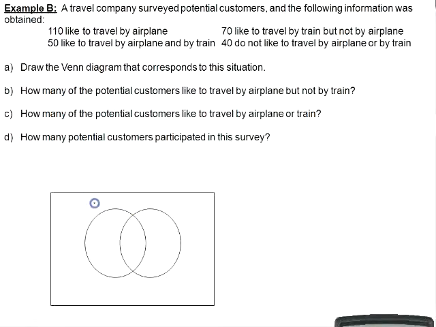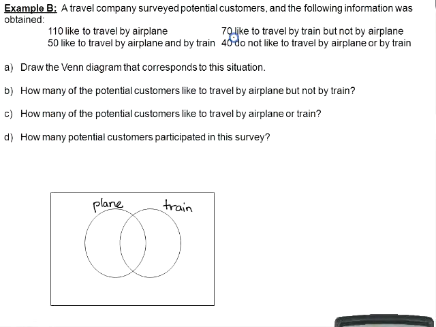Well, the two modes of travel being discussed here are airplane, or just plane, and train. They tell us 110 people like to travel by airplane. Our airplane circle has a total of 110 people in it. Some of those 110 people also like to travel by train, and some of those 110 people only want to travel by airplane. So I can't do anything with this piece of information yet. Let's go to the next piece of information.